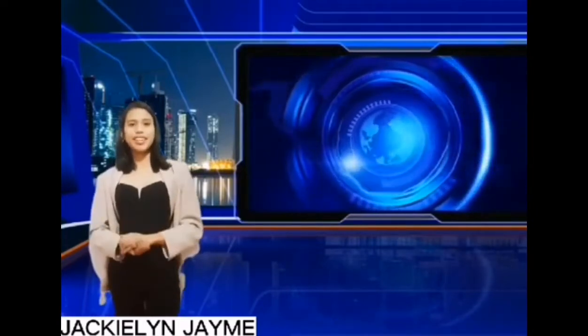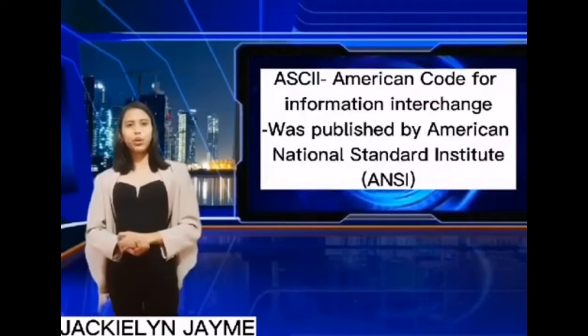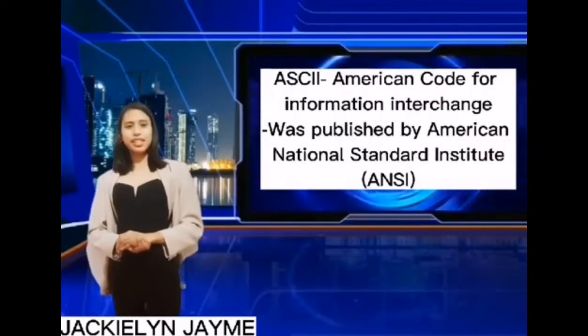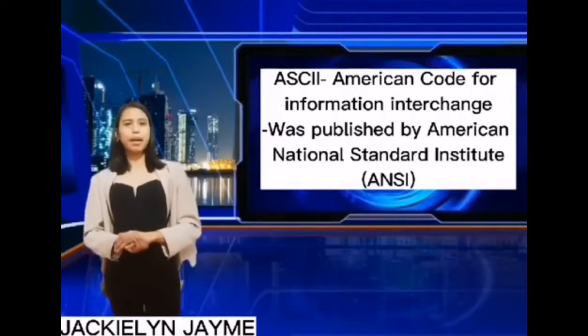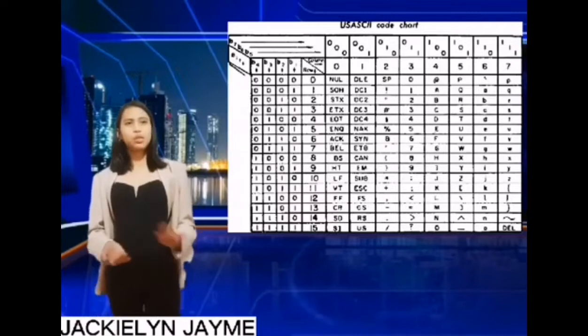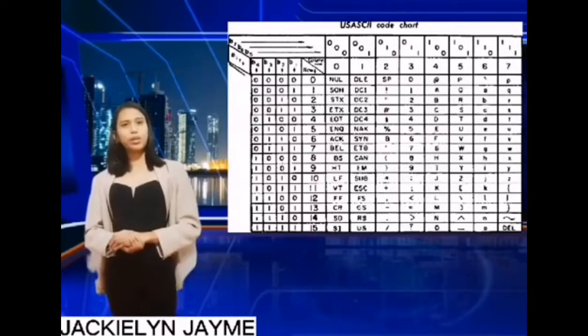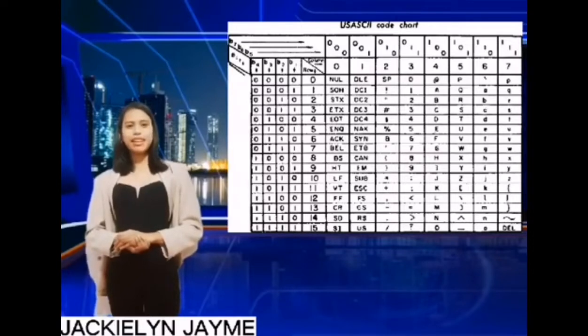There are three types of coding scheme, and the first one is the ASCII, that stands for the American Standard Code for Information Interchange. ASCII code was published in 1968 by ANSI, which stands for the American National Standards Institute. ASCII's code scheme is most widely used by personal computers. It is a 7-bit code and it represents 128 symbols and characters.